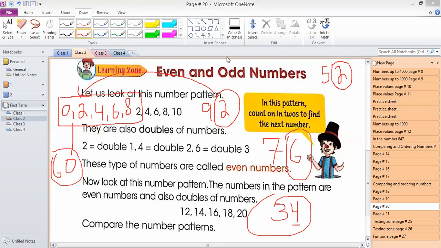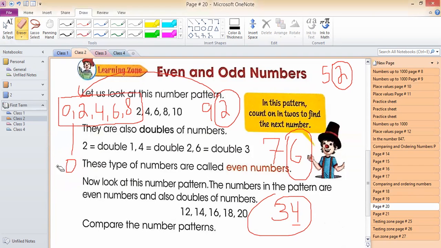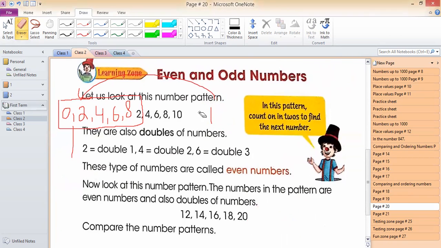Now guys, I am going to give you some numbers, and you will tell me whether each one is an even number or not. Tell me about 64. Answer me in the chat box, guys. Is 64 an even number or an odd number?